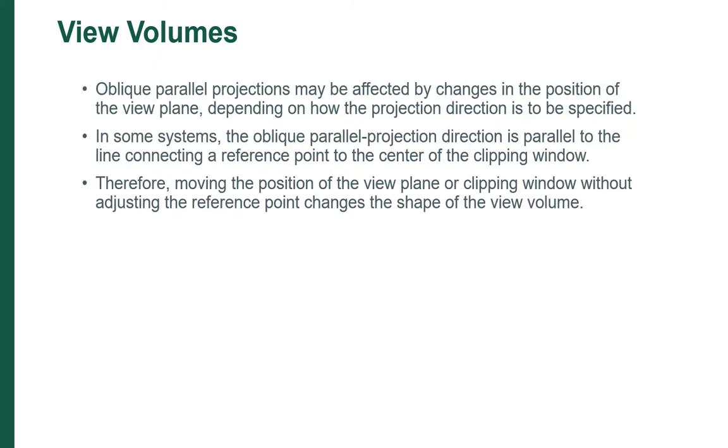These projections may be affected by changes in the position of the view plane, depending on how the projection direction is specified. When the view plane is not in that direction and is in some other direction, it depends upon all of that. In some systems, the projection direction is the line connecting a reference point to the center of the clipping window. Therefore, moving the position of the view plane or clipping window without adjusting the reference point changes the shape of the view volume.